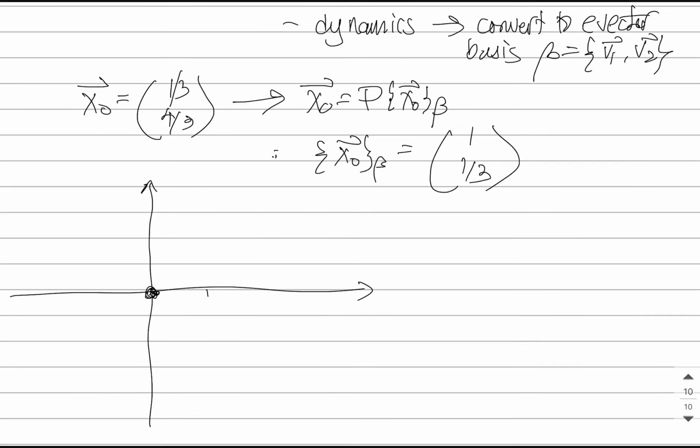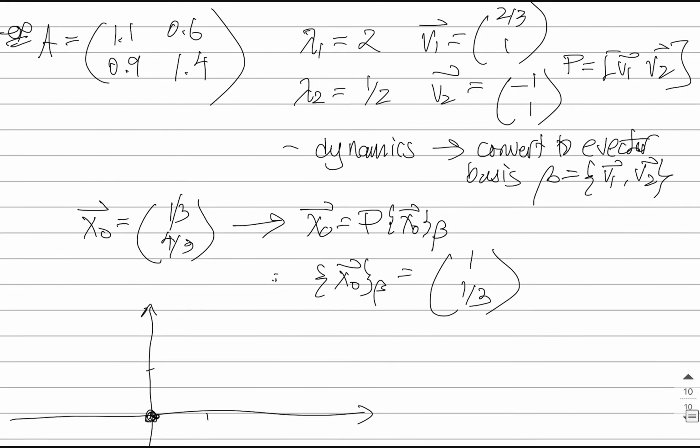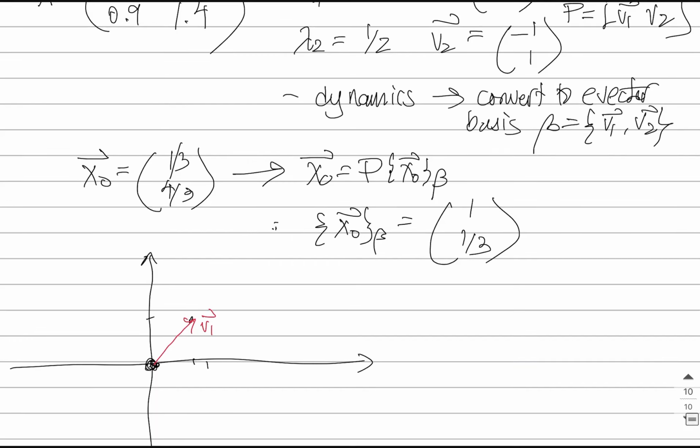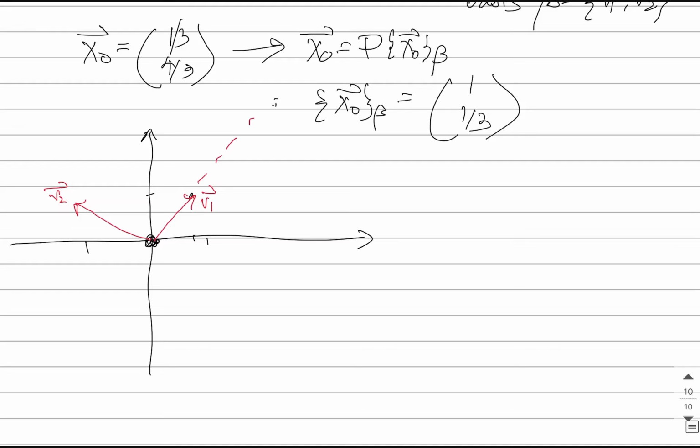We can draw in our eigenvectors. One of the eigenvectors was -1, 1. The other one was 2/3 and 1. So there's about 2/3 and 1. So there's the first eigenvector. Let's say that's v1. And the second eigenvector was -1 and 1. So there's the second one. Those two are non-zero. Each of them will span some kind of line.